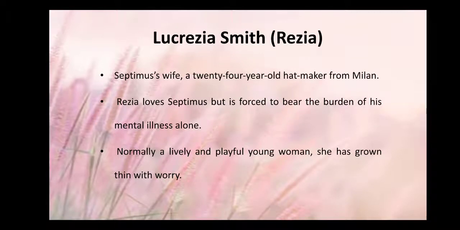Then we have Lucrezia Smith, also named Rezia, who is Septimus's wife. She is a 24-year-old hat maker from Milan. She loves Septimus but is forced to bear the burden of his mental illness alone. Normally, she has been a very lively and playful young woman, but now, because of the worries and burdens she has been carrying, she has grown thin. She feels isolated and continually wishes to share her sorrow and gloom with somebody.